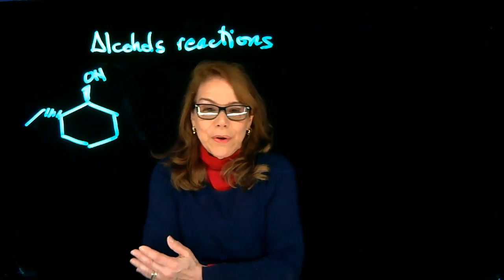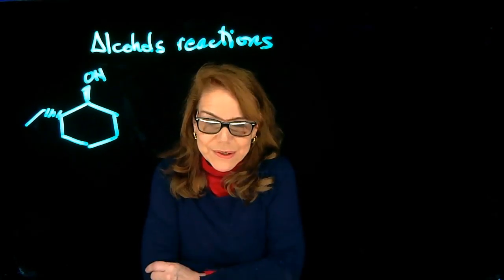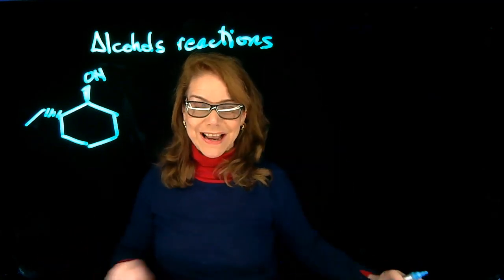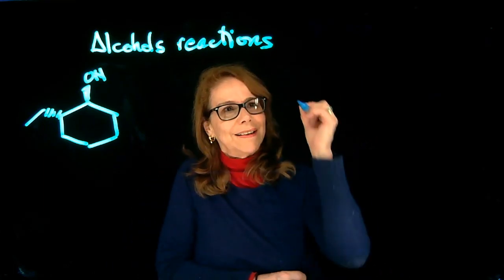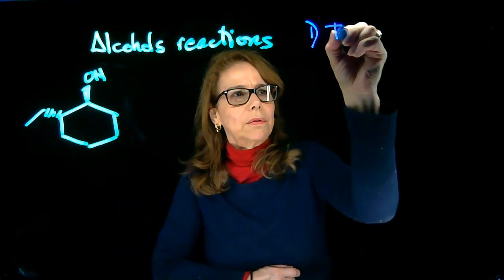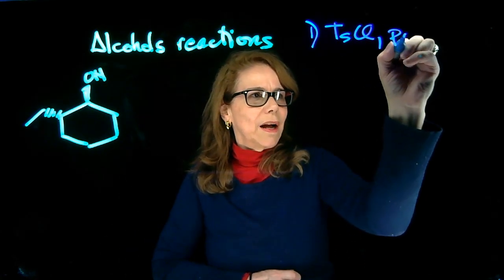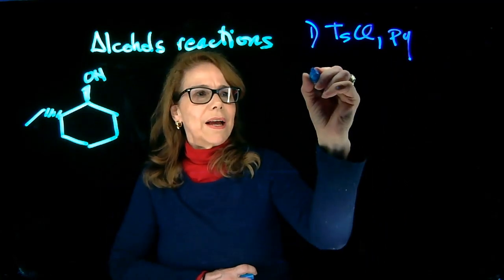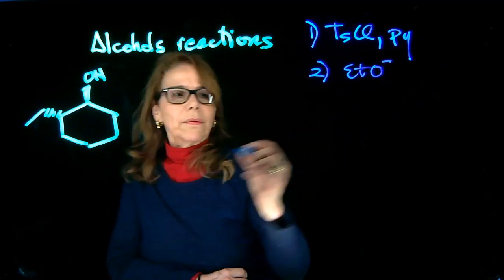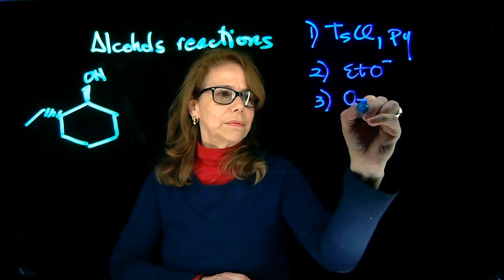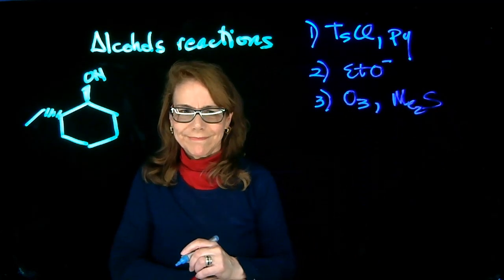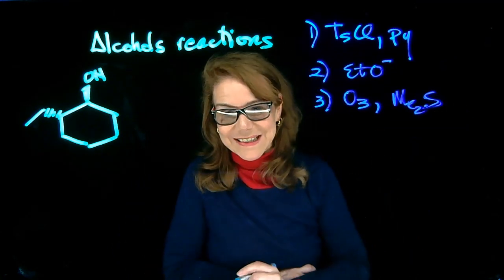We're going to continue reviewing reactions of alcohol. Again, I am starting with the same molecule and seeing a different set of conditions, several reactions, and seeing what the final product is. This time, my first reaction is going to be tosyl chloride, and this is done in pyridine. The second reaction is ethoxide, and the third reaction is ozone, with dimethyl sulfide. So let's review all of these reactions.